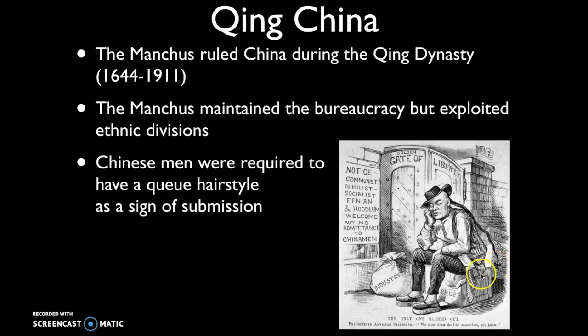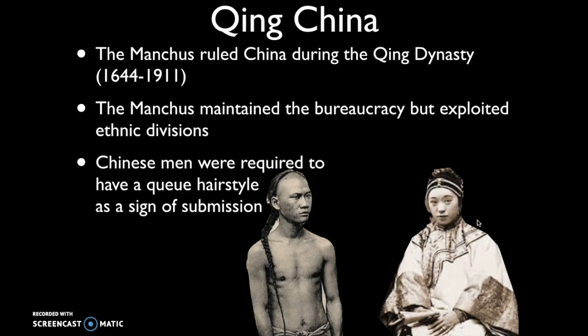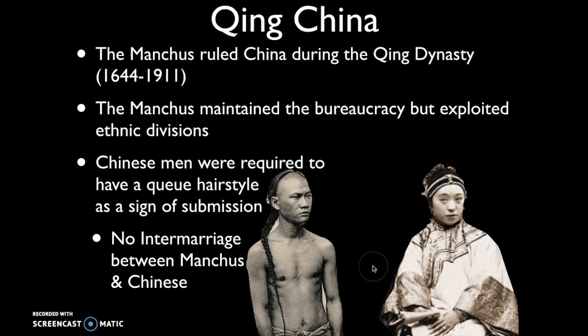Now you may have seen this in cartoons from the United States in the late 1800s, early 1900s that feature anti-Chinese sentiment, racist attitudes toward Chinese. Now the other way you do this is you prevent intermarriage. So the Chinese men were not allowed to marry Manchu women or vice versa. So there was no intermarriage between Manchus and Chinese allowed. And again, that is also something that the Mongols did in order to maintain that sort of ethnic superiority and identity.